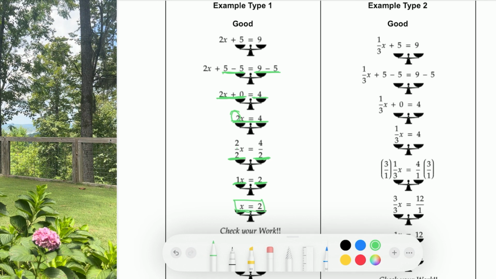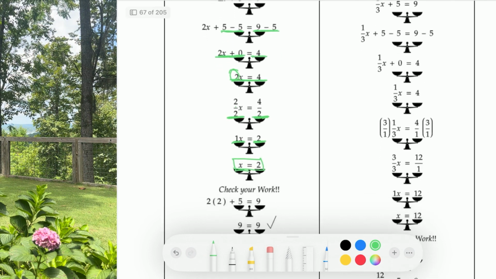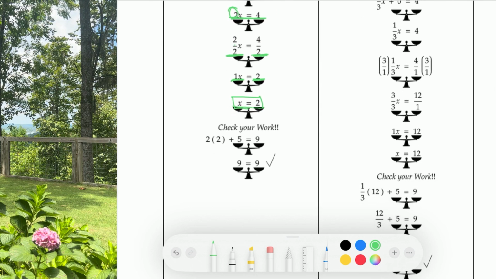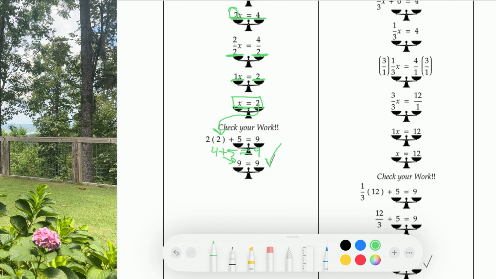But let's check our work just to make sure. So I plugged my value of 2 in for where that x was, because the x is in disguise. So now I have 2 times 2 plus 5 equals 9. Well, 2 times 2 is 4. And 4 plus 5 is 9. So we did, in fact, solve and get a true value for x. X is equal to 2.